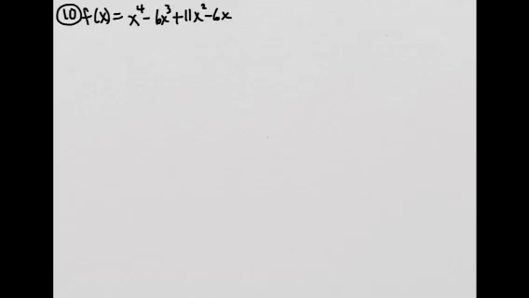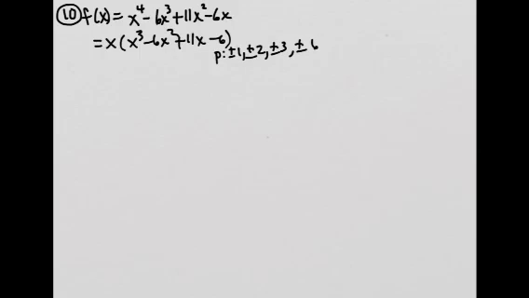So number 10 has a greatest common factor. It's x, right? So we're going to take that out first, and you end up with this. And the p-values in this problem are plus or minus 1, plus or minus 2, plus or minus 3, and plus or minus 6. The q values are plus or minus 1. So p over q is your same list as the p list again.